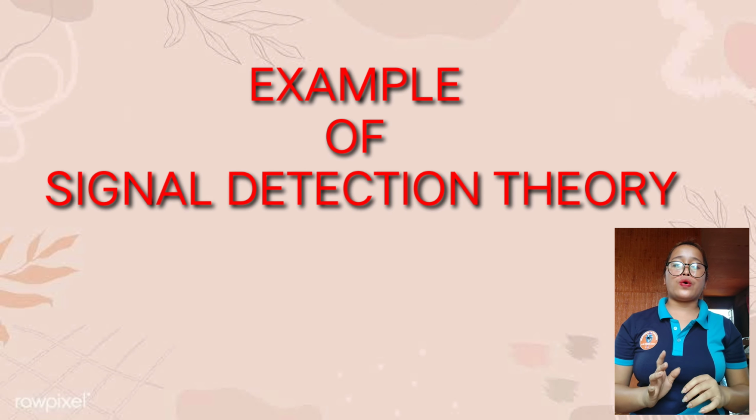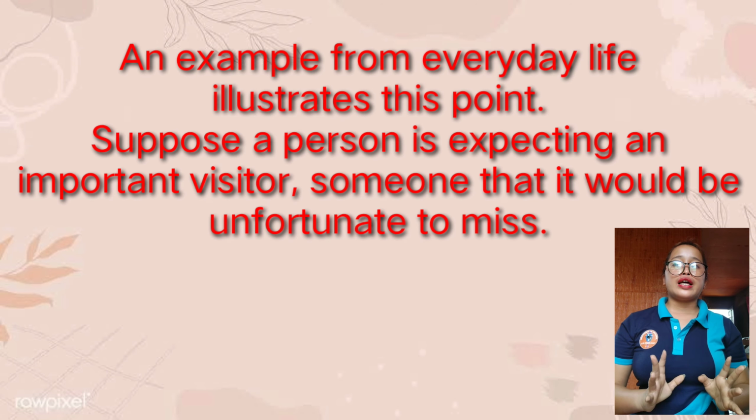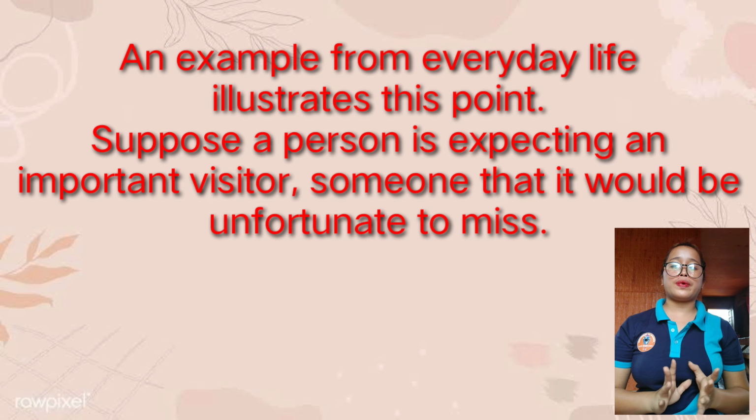I have here an example of signal detection theory. An example from everyday life illustrates this point. Suppose a person is expecting an important visitor, someone it would be unfortunate to miss. As time goes on, the person begins to hear the visitor and may open the door only to find that nobody is there. So this person is detecting a stimulus or signal that is not there, because it would be worse to miss the person than to check to see if the individual is there, only to find that the visitor has not yet arrived.